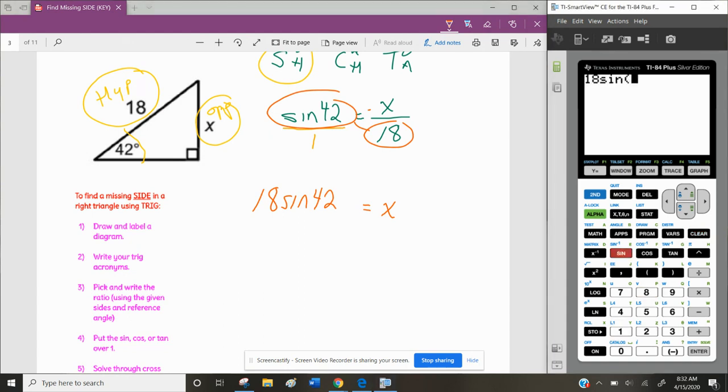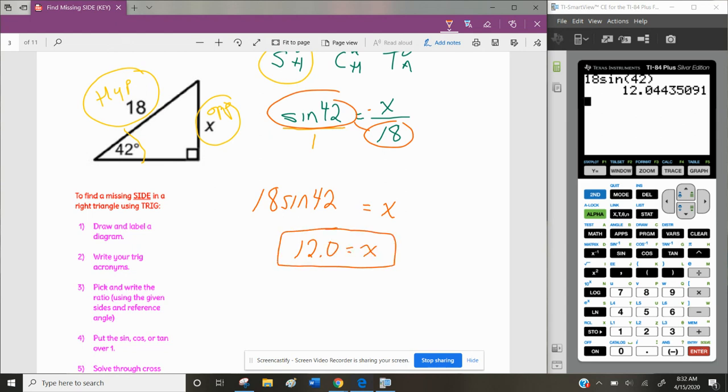So now once we're here, we're going to just go right over to our calculator, which should be in degree mode. Sine 42. I'm just going to check real quick. Yep, degree is highlighted. 18 times sine of 42 is 12.04, and so on. And it says to round to the nearest tenth. So 12.0 is x, or the opposite side.